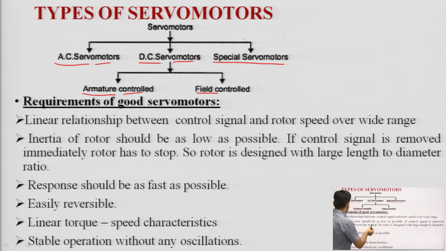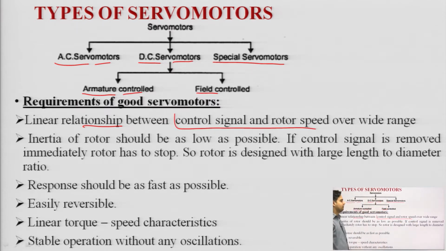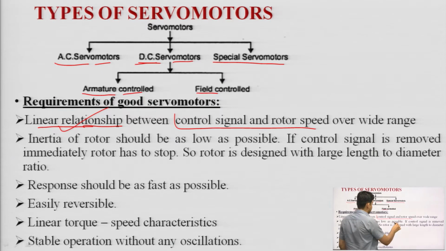First, we will see the basic requirements of a good servo motor. The requirement is a linear relationship between control signal and rotor speed over a wide range. If I go for an AC servo motor, I will not get this linear relationship. That is why I have to go for a DC servo motor to obtain a linear relationship between control signal and rotor speed. The inertia of the rotor should be as low as possible, the response should be fast, it should be easily reversible, it should give linear torque, and it should give stable operation.